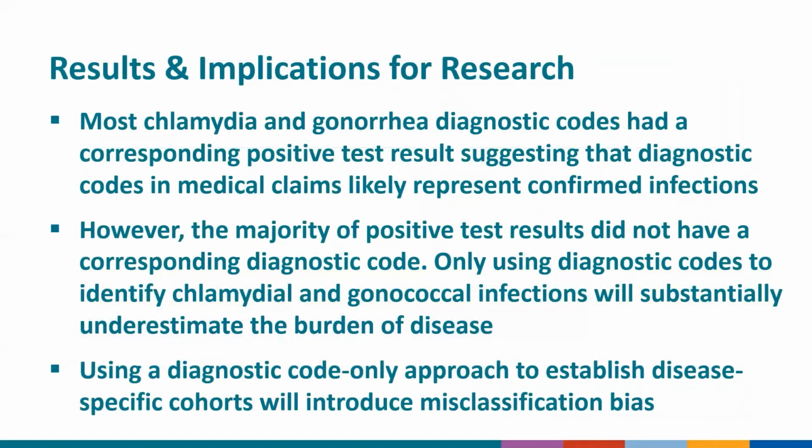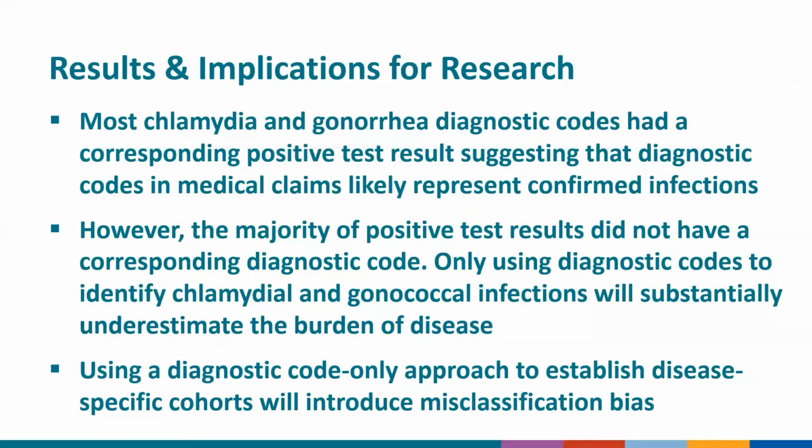What does this all mean for using administrative healthcare claims data to identify chlamydial and gonococcal infections? We observed extremely high specificities for both the chlamydia and gonorrhea diagnostic codes. Most chlamydia and gonorrhea diagnostic codes we identified were linked to positive test results, which suggests that these diagnostic codes in medical claims likely represent confirmed chlamydial and gonococcal infections.